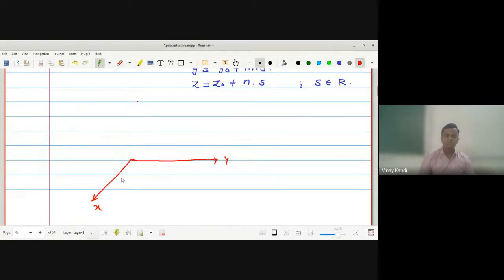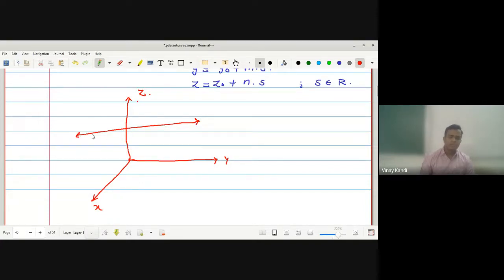Okay, suppose this is the x-axis, this is the y-axis, and this one is the z-axis. If you have to find the equation of a line, suppose this is the line, so you have to find the equation of this line.